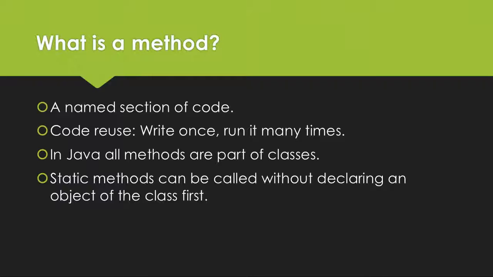First, what is a method? A method is nothing more than a section of code. The code that we write in the method can be reused, so we can write it once and run it as many times as we want. When you run a method, it's called a call.